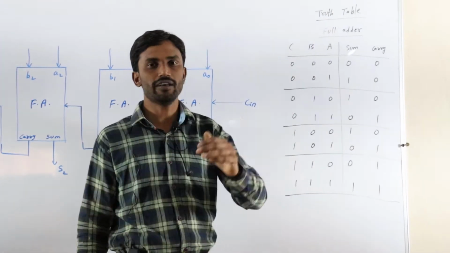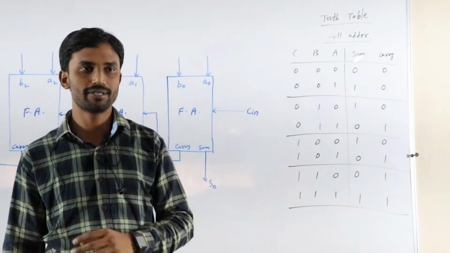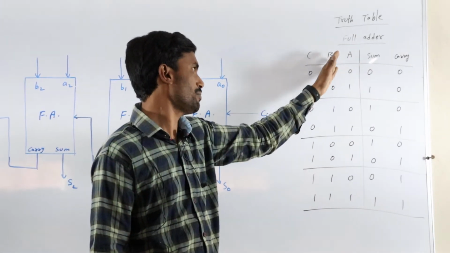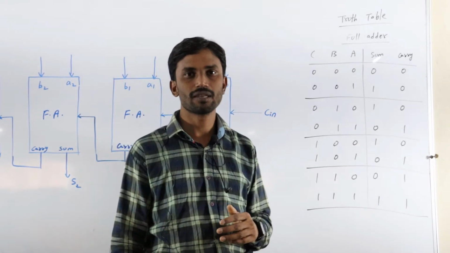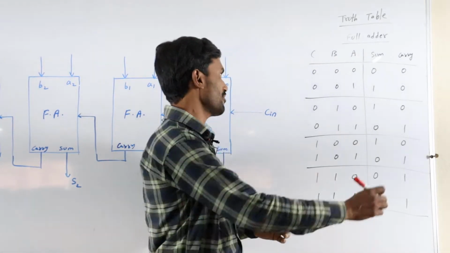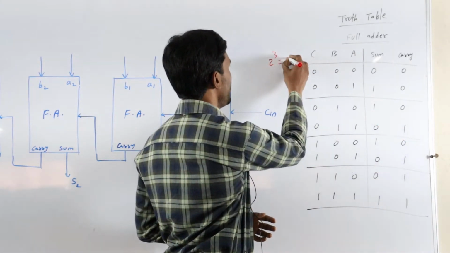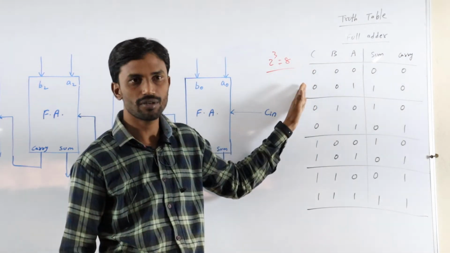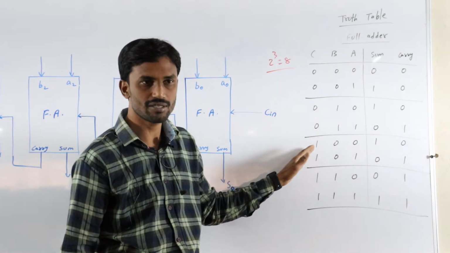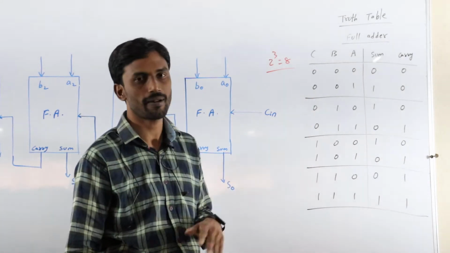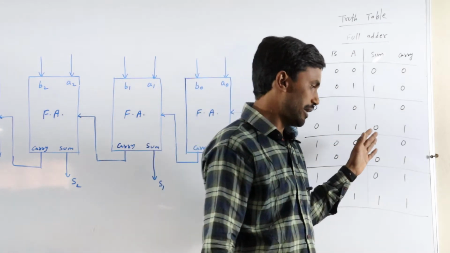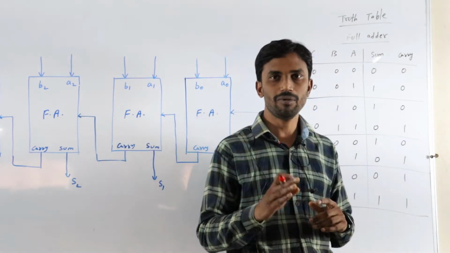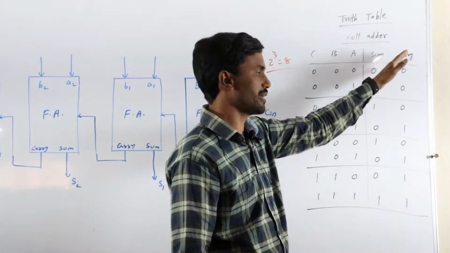So here, what is a full adder? A full adder contains 3 bits. This is A, B, C, the 3 inputs. So 3 inputs are there, therefore 2 power 3, that is 8 combinations are possible. These are the 8 combinations: 0 0 0, 0 0 1, 0 1 0, 0 1 1, 1 0 0, 1 0 1, 1 1 0, 1 1 1. Then every adder has 2 outputs, sum and carry. So this is sum and the carry.